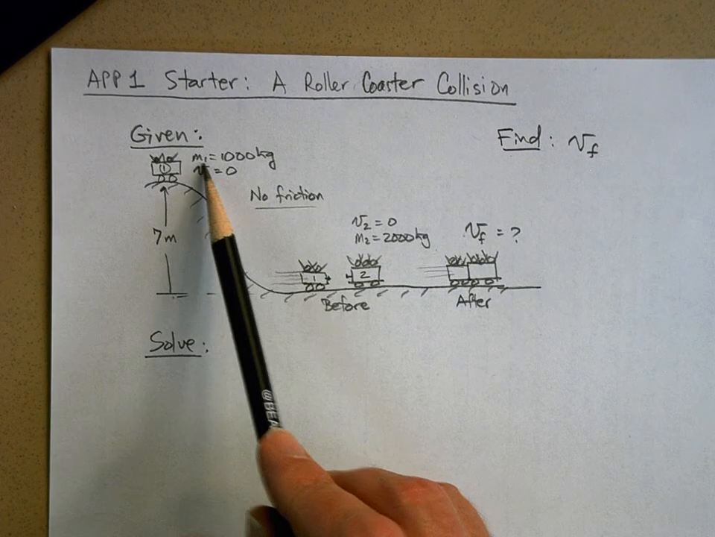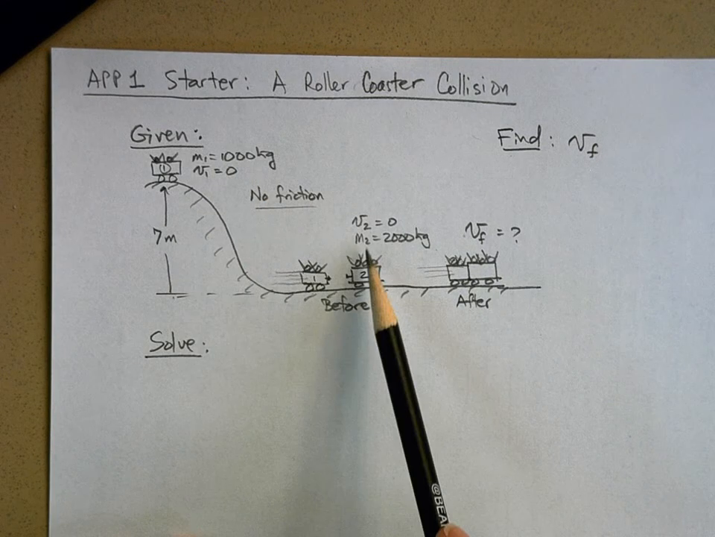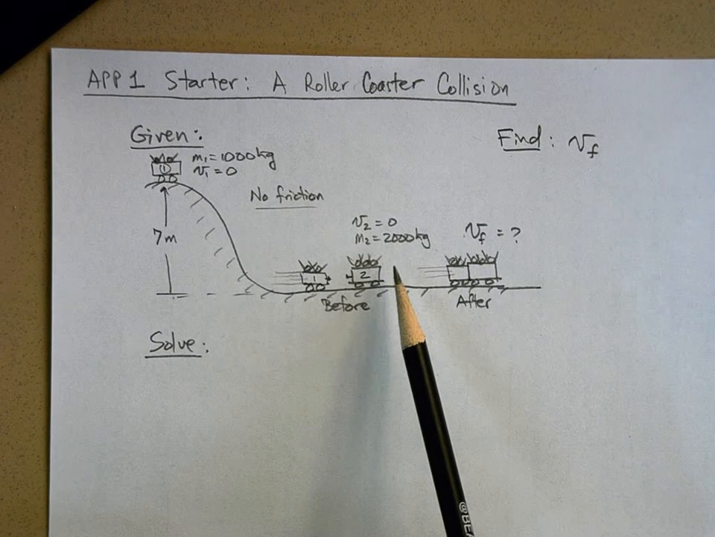Now let's say that M1 is 1,000 kilograms and M2 is 2,000 kilograms.